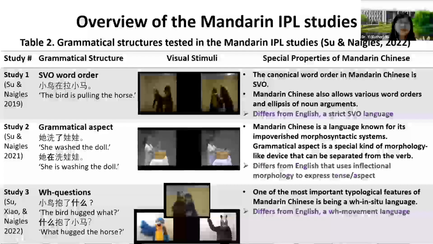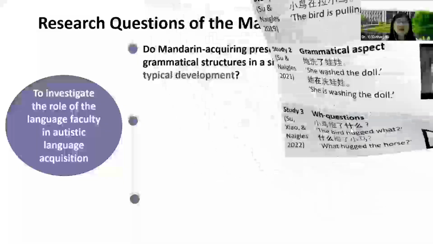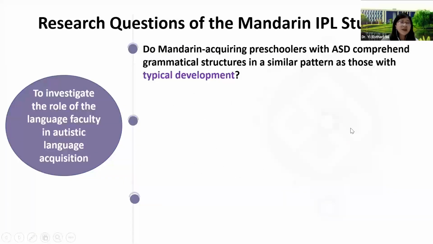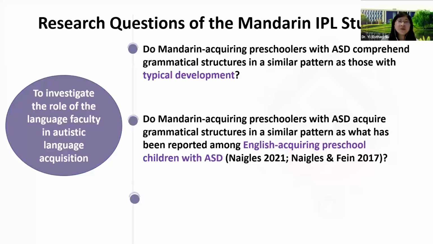Now let's see our research questions. We have 3 research questions in our IPL studies. In order to investigate the role of the language faculty in autistic language acquisition, we asked the first question: do Mandarin acquiring preschoolers with ASD comprehend grammatical structures in a similar pattern as those with typical development? Number 2: do Mandarin acquiring preschoolers with ASD acquire grammatical structures in a similar pattern to what has been reported among English acquiring preschool children with ASD?